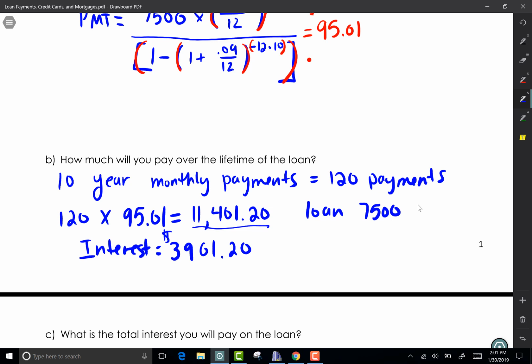So it's really important that you try to pay off your loans as soon as possible. The more you can pay towards it, the less interest you're going to pay in the long run. And another lesson in this is try not to borrow unless you absolutely have to.